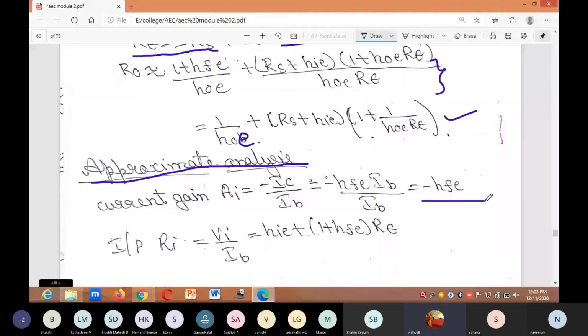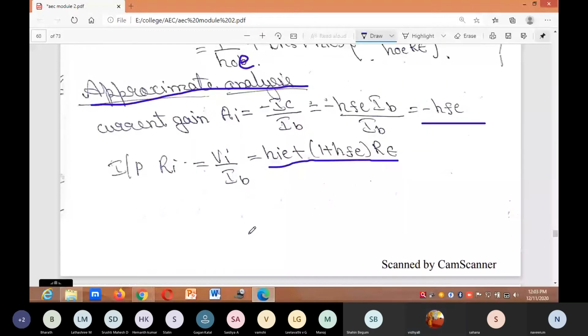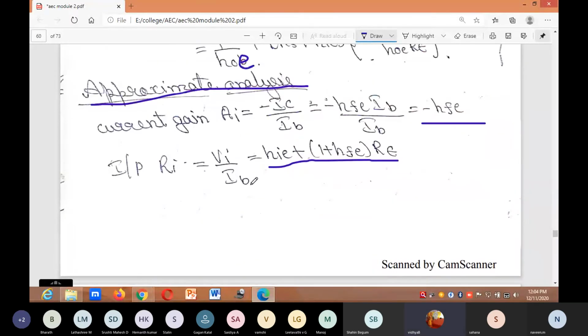So input resistance is equal to, that is VI divided by IB, is equal to HIE plus 1 plus HFE into RE. Okay, you need to remember the formulas from what I have done before in classes, so that you can understand easily. If I go on saying equations, you won't understand. Before, you need to practice so that you can understand easily.